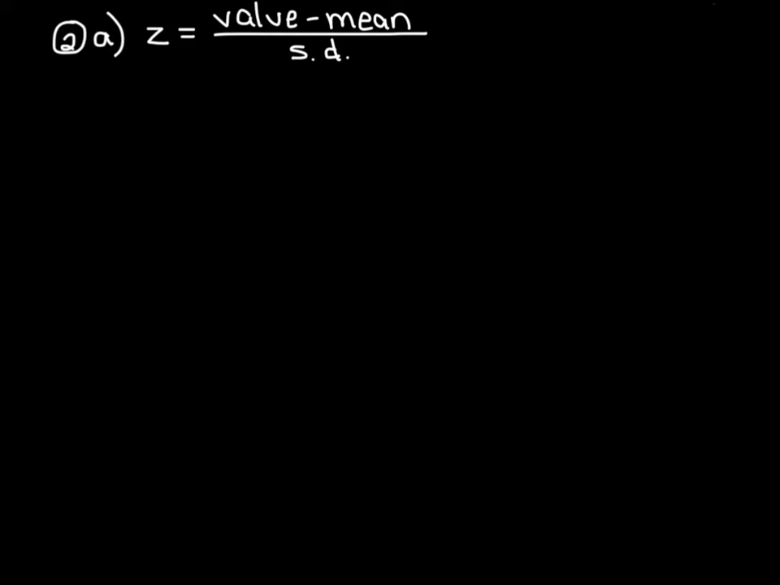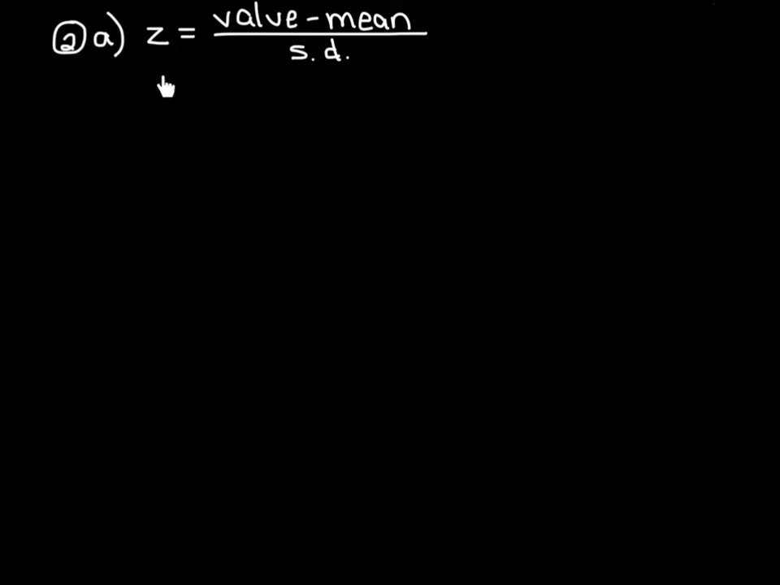Number 2 says, a survey asked a group of high school students about the number of hours of sleep they received in a 24-hour period. The data was normally distributed with the mean of 7 hours and a standard deviation of 1.25 hours. Okay, so letter A says, if Harrison slept 8.5 hours, what percent of the students in the survey slept less than Harrison? All right, so the first thing we're going to have to do is find the z-score associated with this value.